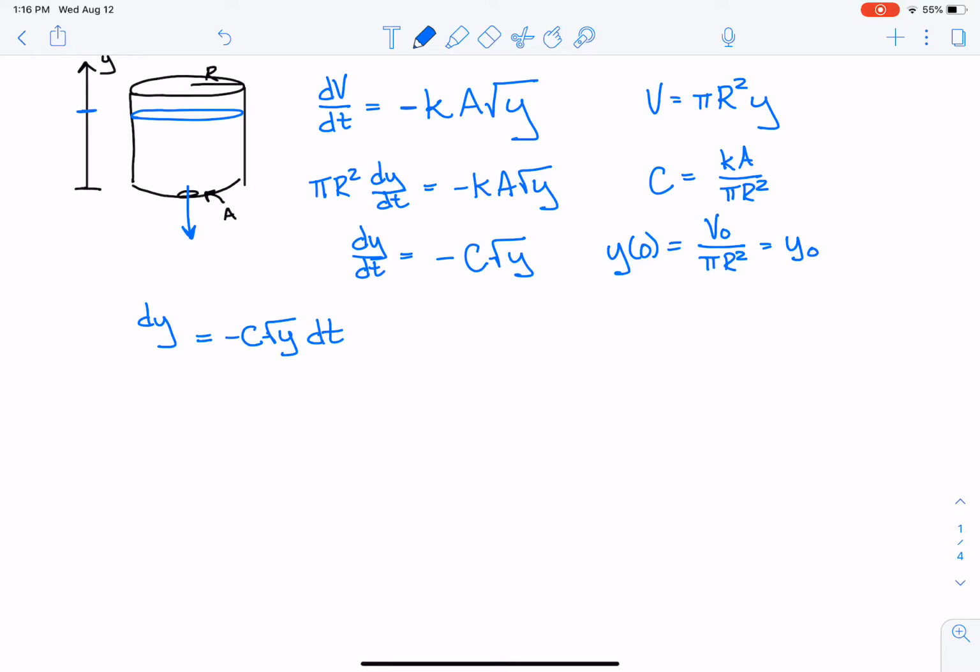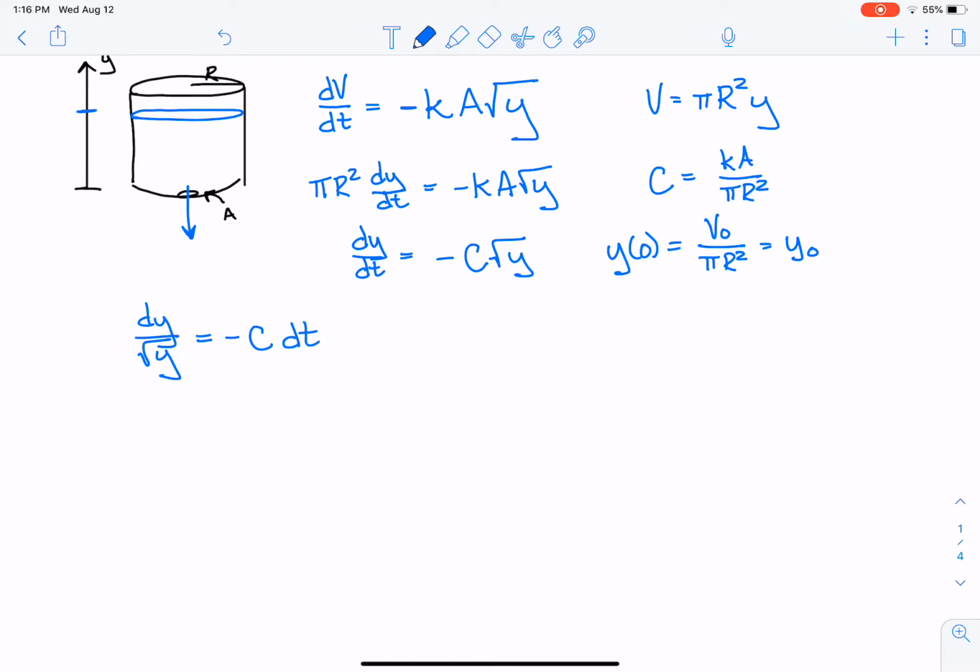Okay, and then what we want to do is separate the variables. So we're actually going to move the square root of y over to this side. So I'm going to divide by square root of y. Okay, so I'm going to get dy over square root of y is equal to minus c dt. So what I've done is I've separated the variables so that all the y's are on one side and everything that has to do with t is on the other side.